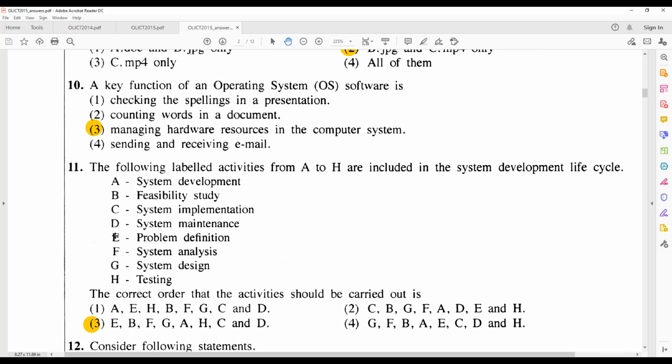Then question number 10. The following labeled activities from A to H are included in the system development life cycle. So we have been given a set of numbers. This is actually a bit different from what we have discussed. This is out of syllabus, so the answer should be 3. We have not looked at it in very much detail like this, but these are the phases, right?